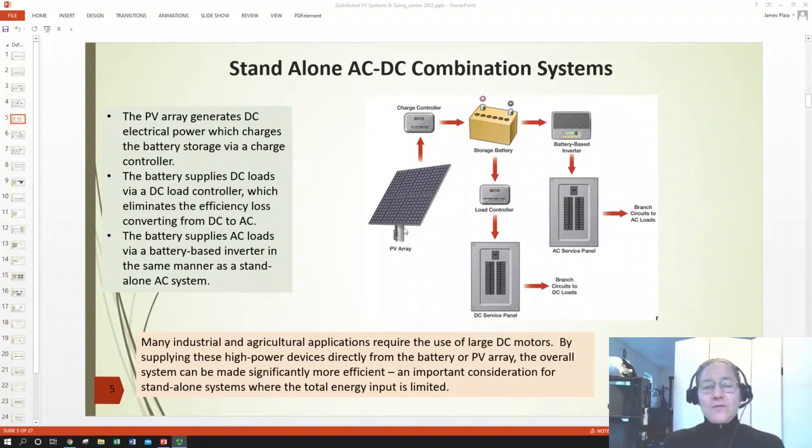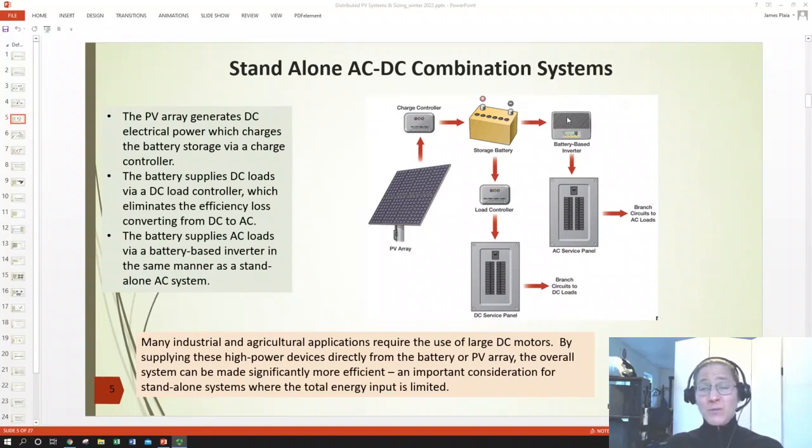So for that, again, we generate in DC from our array. We're going to use a charge controller and store that in a battery system, and then we're going to send it two ways. One, to our big DC loads. We're not going to bother to invert it. We're just going to use a load controller to adjust the voltage and deliver it right to our DC service panel. So we can run our big motors or any other big DC loads where inverting it and then rectifying it would be a big efficiency hit. Then we can tap that same battery system.